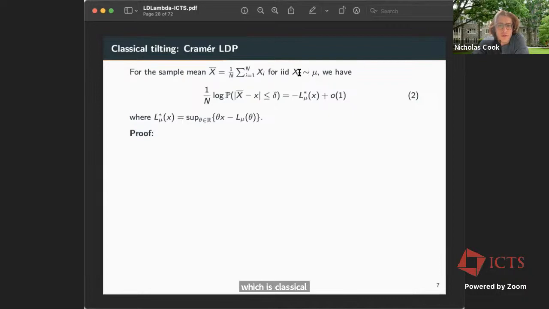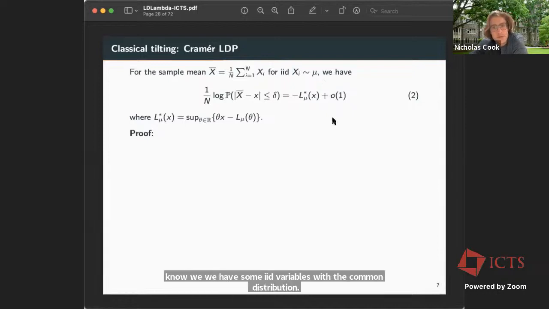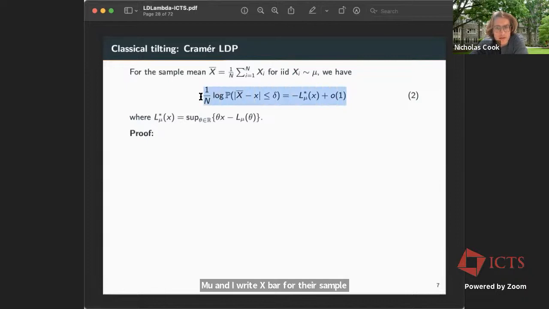So I'll again say that we have some IID variables with the common distribution mu, and I write X bar for their sample mean. And you can show something like this. I'll write LDPs in this form. In this sketch, little o(1) will be errors that tend to zero when you take n to infinity and then delta to zero. This just helps keep things cleaner for these sketches. And in this theorem, the rate function is given by the Legendre transform of the log moment generating function.